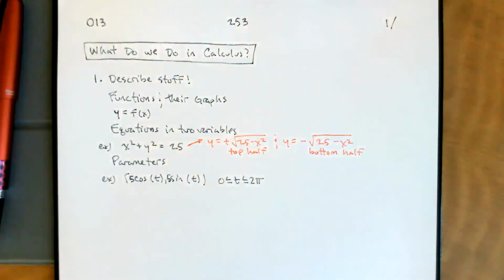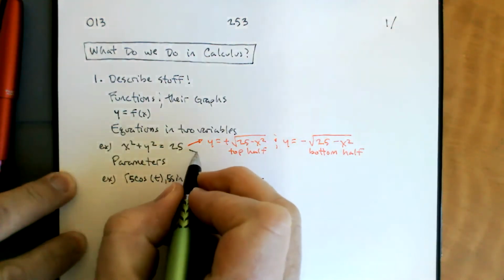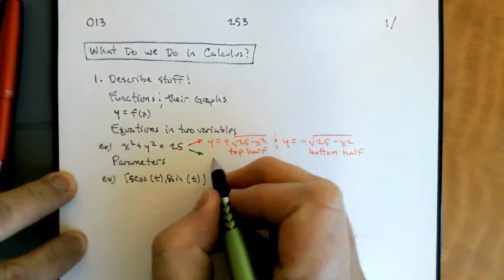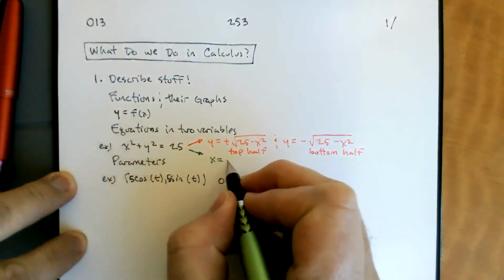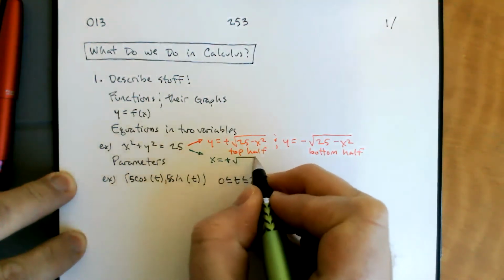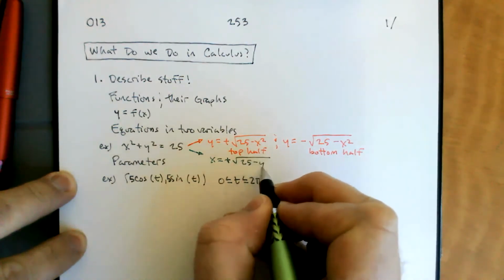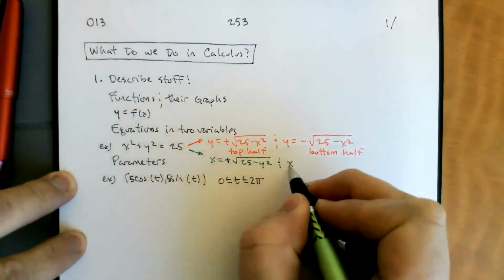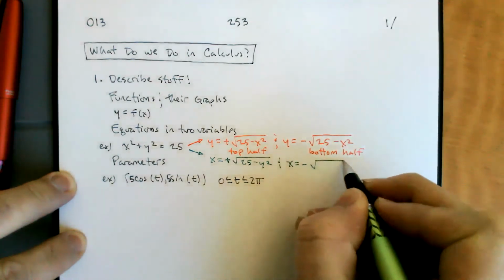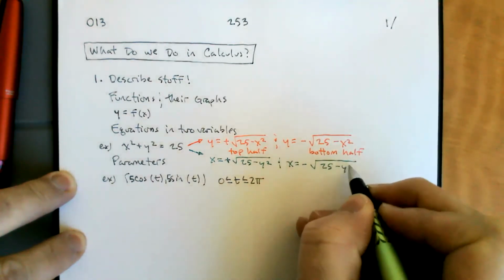But because we have to get over this y is always a function of x business, we have to stop tying ourselves to this y equals f of x function business. We can also solve this equation for x. The same thing happens. We're going to end up doing a plus and minus. But I can write this equation in terms of x as x is the positive square root of 25 minus y squared, and x is the negative square root of 25 minus y squared.